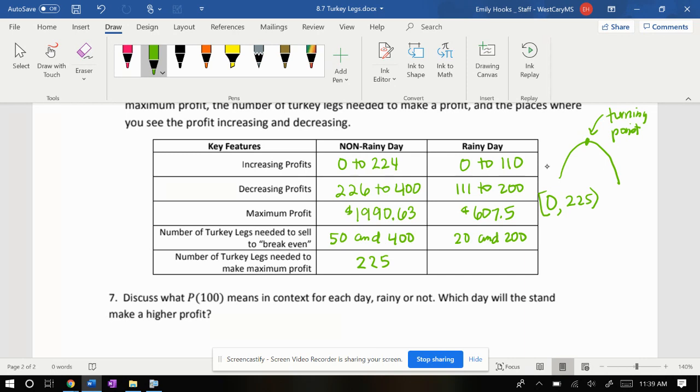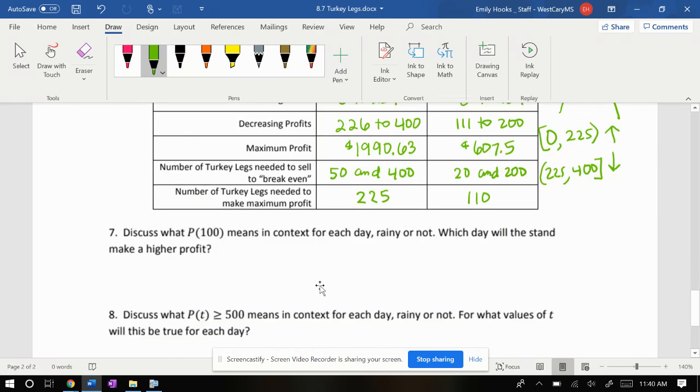And then you're decreasing. So this would be increasing, and your decreasing would have been 225 to 400. If you want to write it in interval notation, you can as well. This is just another way to write it. And the number of turkey legs needed to make max profit for a rainy day is 110. So let me change this to 109 because again, 110 is your turning point, your max profit.